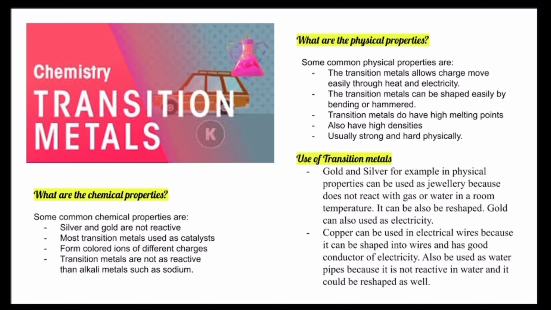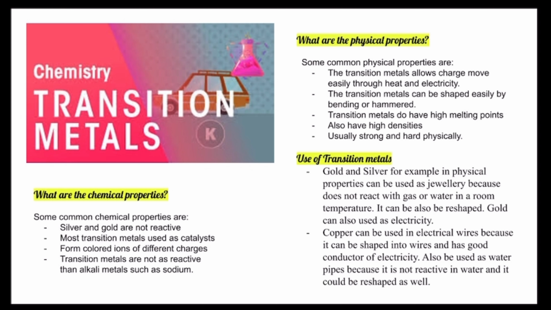And then the uses. Gold and silver, for example, can be used as jewelry because they don't really react with gas or water in the room, since they do not react at room temperature. They can also be reshaped, and gold can also be used for electricity. Copper can be used in electrical wire because it can be shaped into wires and is a good conductor of electricity. It can also be used for water pipes because it's not reactive in water and can be reshaped as well.